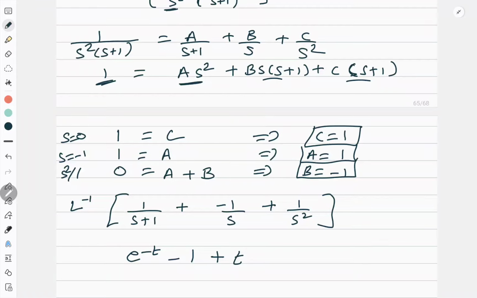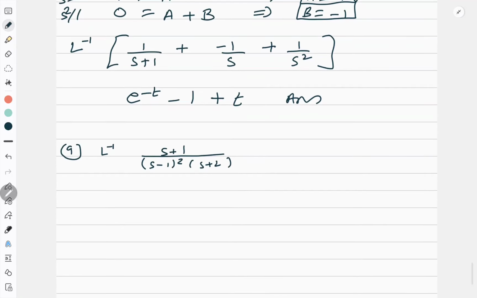Right? So now I got the answer. This one is my answer: e to the power minus t minus 1 plus t. Okay, so this is the answer. Let's move to the next question now.